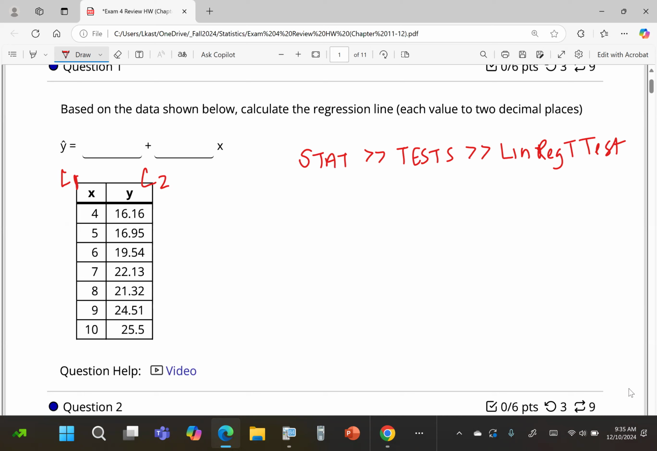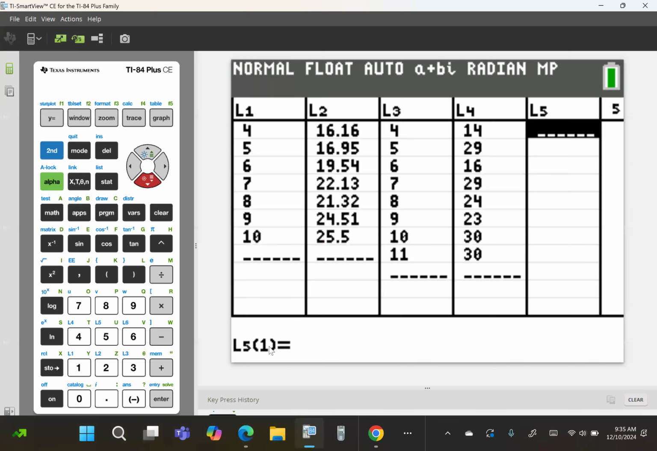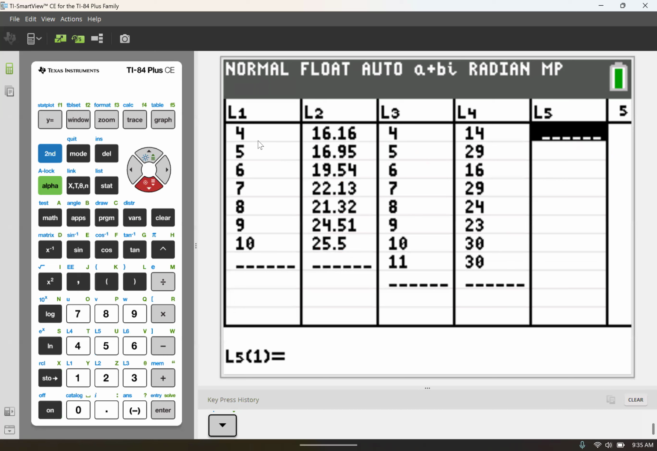Okay, so let's go to our calculators. And let's put that data in a list. I put the X's in L1, and I put the Y's in L2, and I am going to do a quick check just to make sure that I have all that data in correctly. This is my only chance. As your instructor grading your exams, I can't see what you put in. So this is your chance to make sure it's correct.